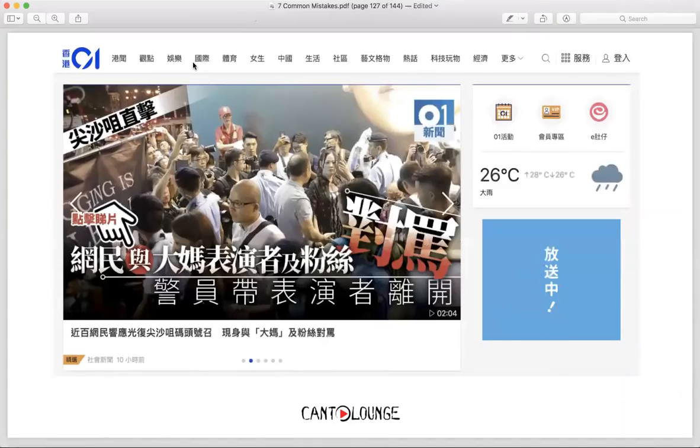Number one is a site called HK01. This is one of my favorite news sites in Cantonese, and I usually read this almost every day. I feel like the articles written in HK01 are very well written, very well presented, and they're not too long.